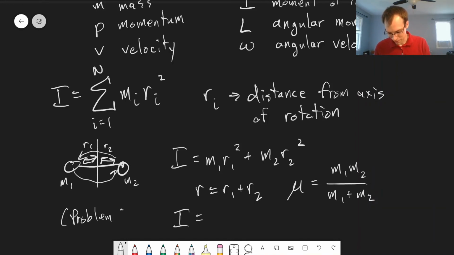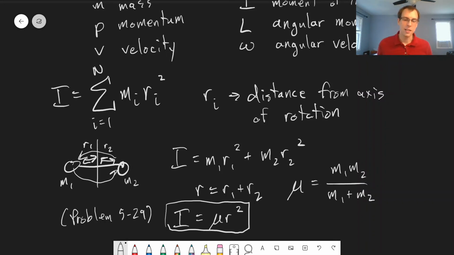Problem 5-29 in your textbook goes through this. But we can show that I equals mu r squared. So for our particular system, this is the definition of the moment of inertia. Now this is not a generic definition. The most general definition is the one up here. But for our system that we're going to talk about in this class, a diatomic molecule, we use I equals mu r squared.